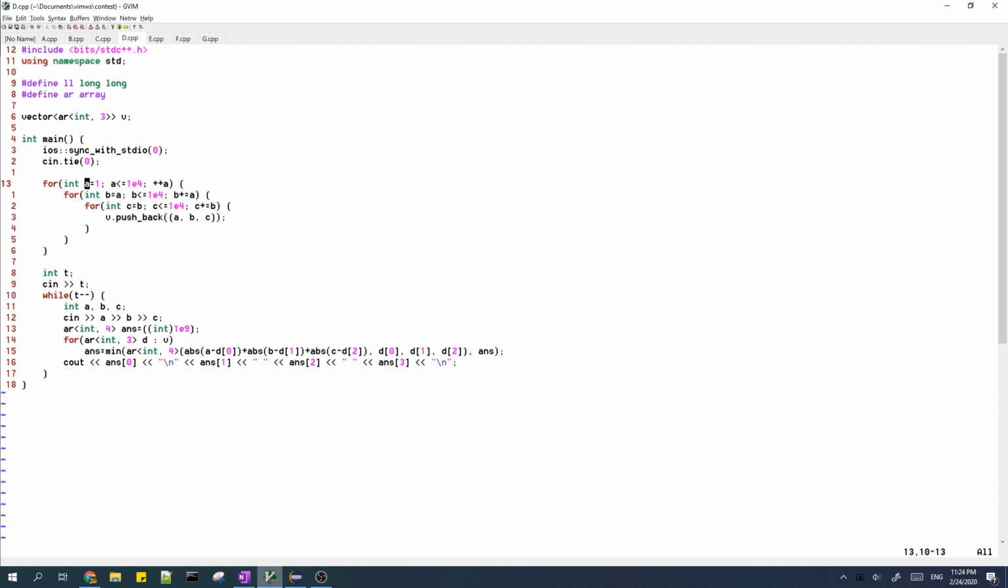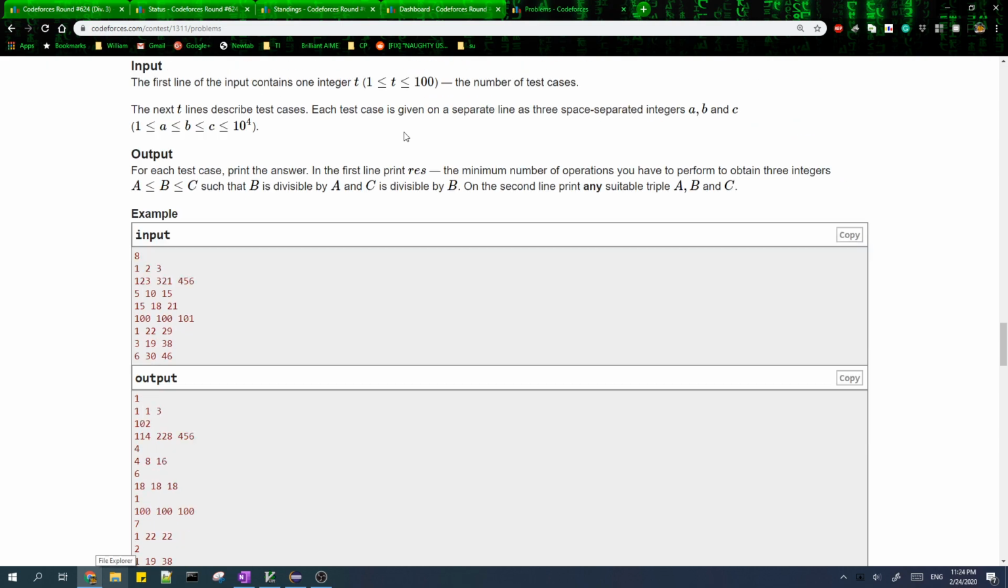So basically, I iterate over A, and then I iterate over B. B must be a multiple of A, so I start from A and add A each time. And then C must be a multiple of B, so I start from B and add B each time. And I just add the triple to the vector. Then for each test case, I go over each triple and test it. I add up the absolute differences in order to get the number of operations I need. And once I find the best answer, I output it. So this is pretty straightforward.